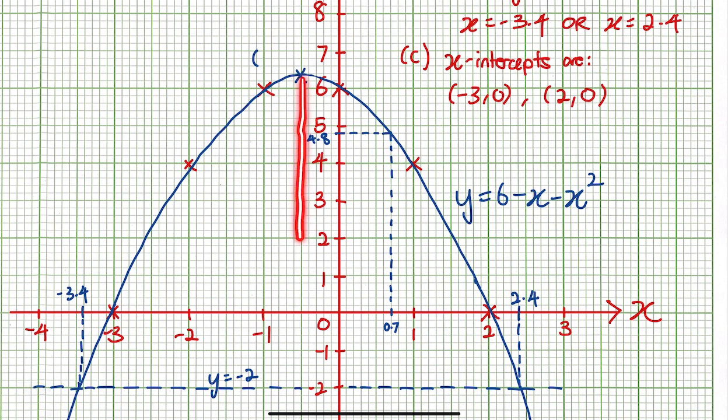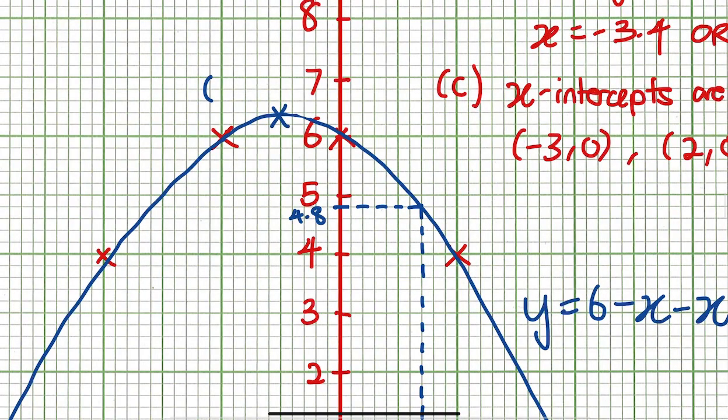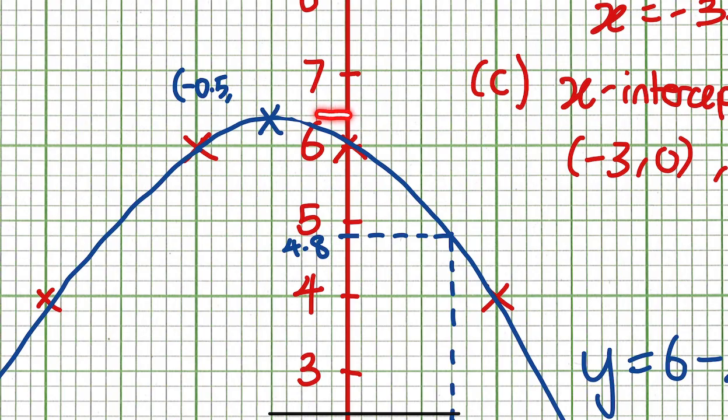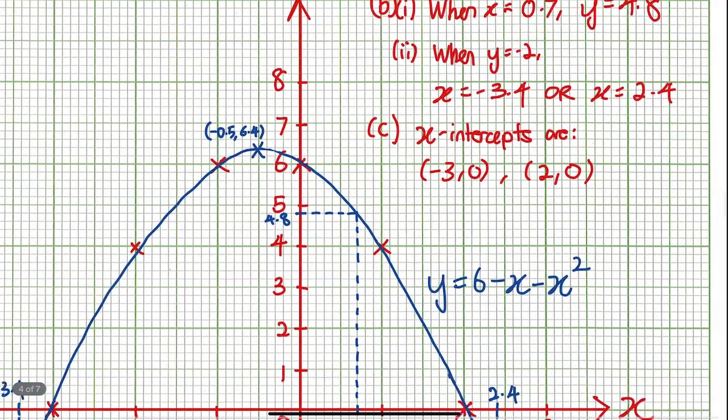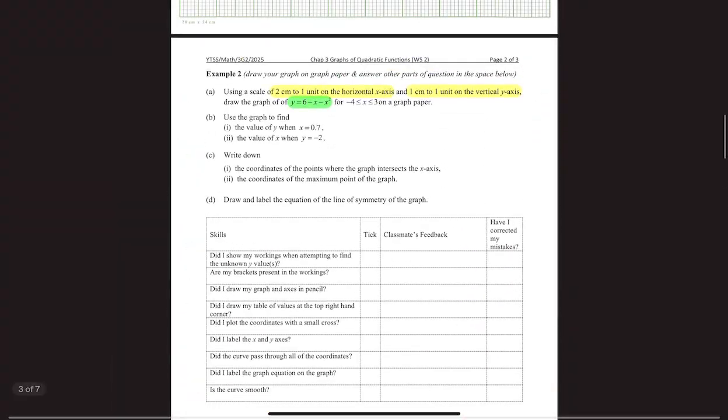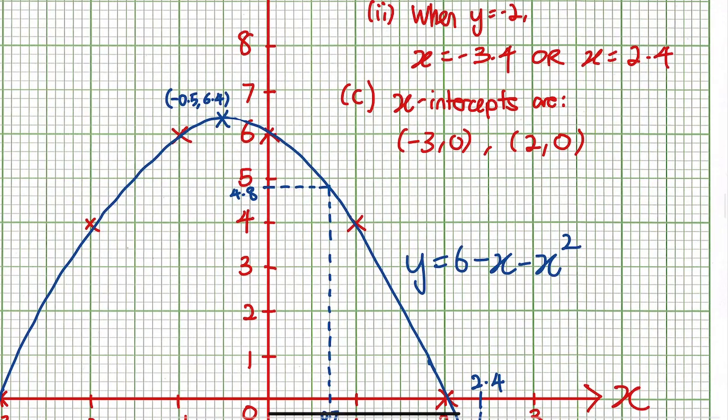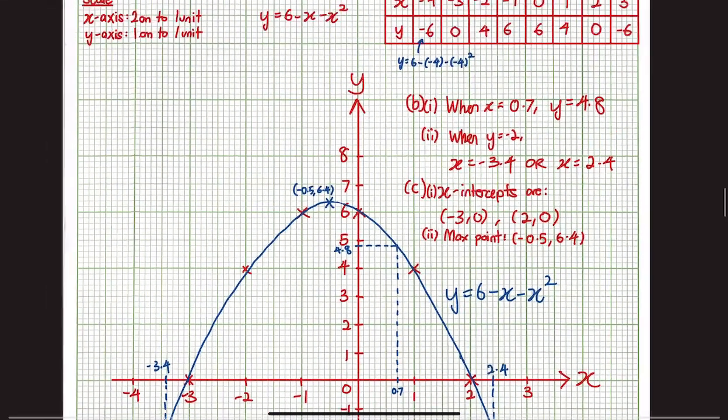I check what's the x value here. This value will be negative 0.5. Okay, so this is negative 0.5. And the y coordinate value, we can check over here, probably about 6.4. Okay, so therefore, we can say that for part C, the maximum point of the graph, this is part 1. Part 2, max point, the coordinate is simply negative 0.5, comma 6.4. Okay, this is for part 2.